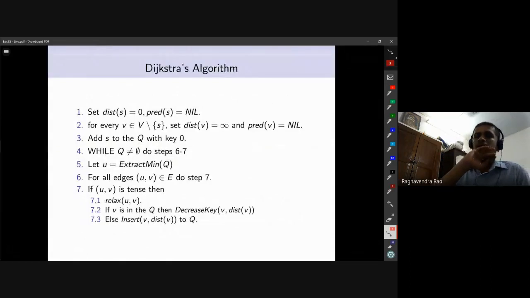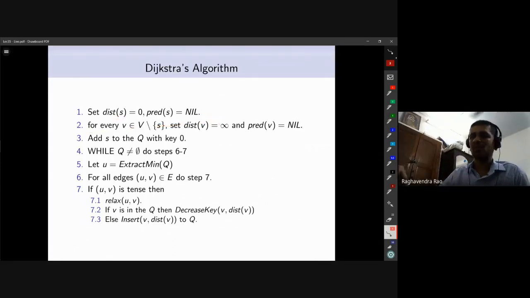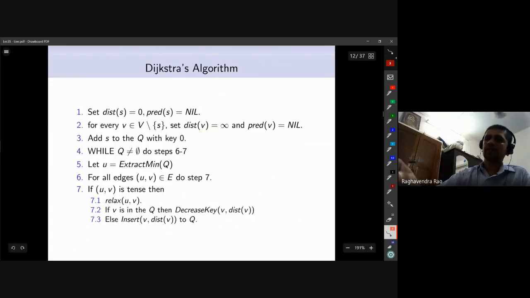So we maintain a priority queue, storing vertices. We initialize as in Ford's algorithm. Distance of S is 0 and predecessor of S is nil. And for every other vertex, distance is set to infinity and predecessor is nil. We start with adding S to the priority queue. Now the key is going to be the value of distance. So add S comma distance of S to the priority queue.